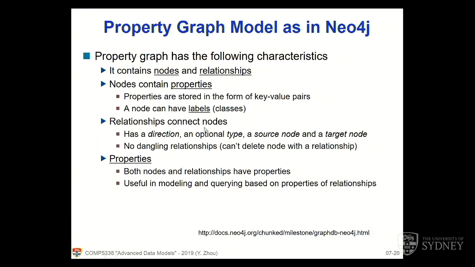So this means when you update the graph, in particular when the update involves removing a node, you have to make sure you remove all the relationships attached to the node. Otherwise, that relationship becomes invalid. So what is a property? It's basically an attribute. Both nodes and relationships can have it, and it's very useful in modeling and querying based on properties.